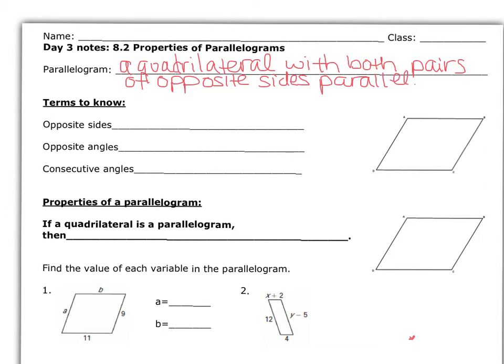All right, some things to know about a parallelogram. Opposite sides. These are sides across from one another, so they're going to be across the parallelogram. And sometimes this is how we shorthand parallelogram. We put the little parallel symbol and then just write out the word gram. And that means parallelogram. So opposite sides are going to be across from each other, and they're not going to touch. Opposite sides do not touch.